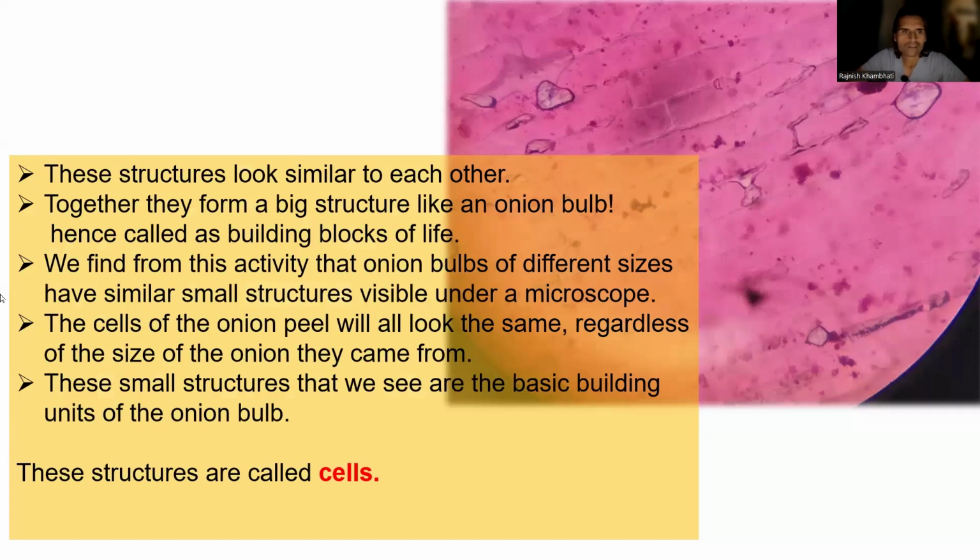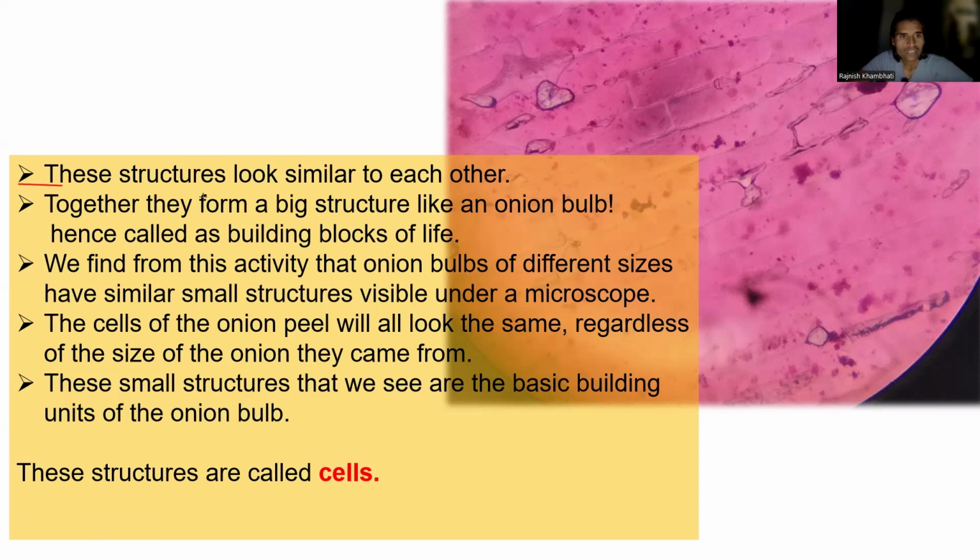Now, there is one more image of the onion cell only, but it is the outer peel, which is looking pink in color. Now, these structures, these are the answers over here.